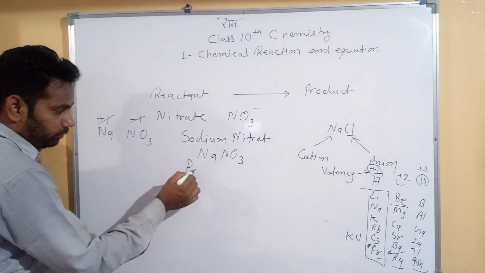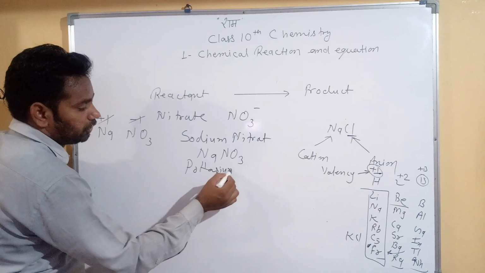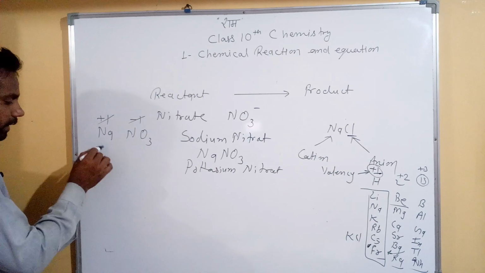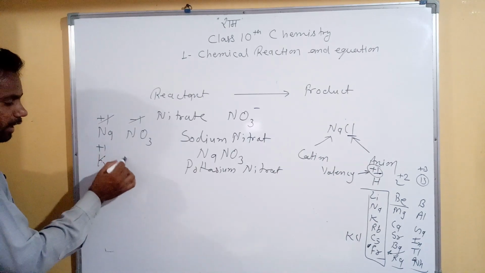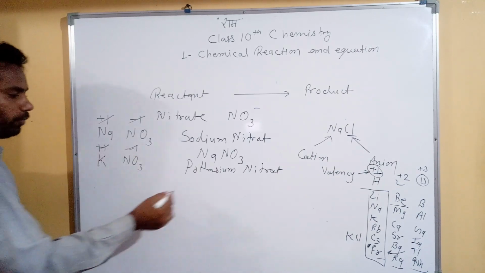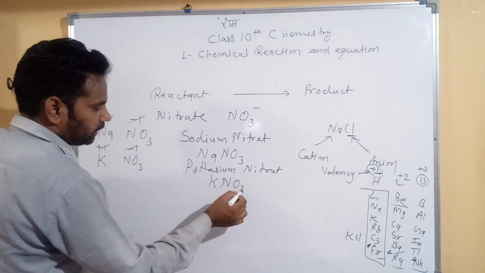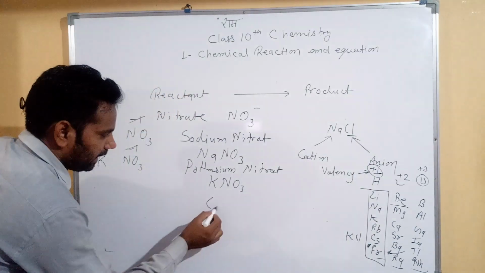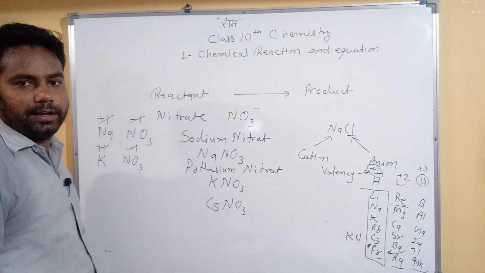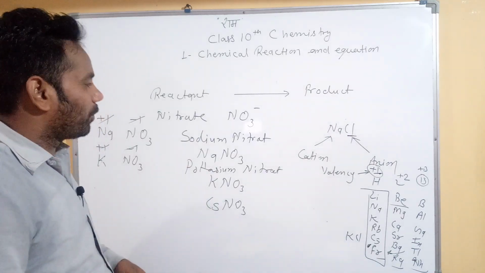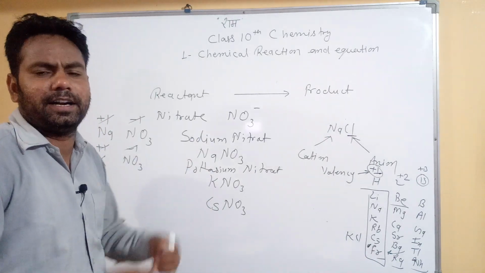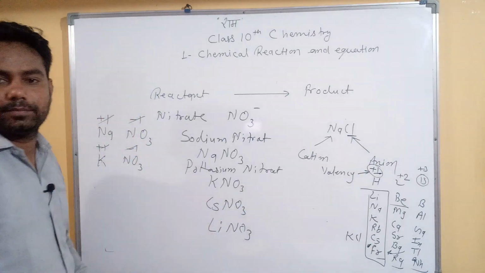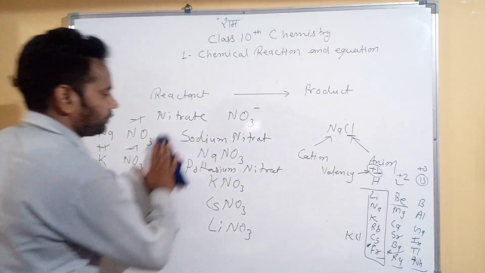Again, I want the formula of potassium nitrate. K is +1, then NO3 is -1, cancel. So the formula of potassium nitrate is KNO3. If I want the formula of cesium nitrate, what do I do? CsNO3. Now it's very easy. The formula of potassium nitrate, sodium nitrate, lithium nitrate: LiNO3. Clear? Okay, next.